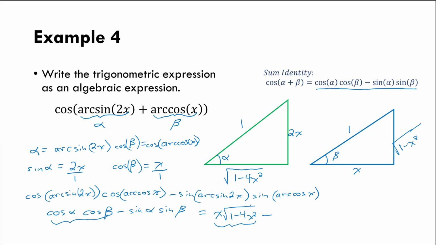So minus now sine of alpha. Again looking at my triangle, sine is opposite over hypotenuse, so that's going to be 2x, times sine of beta, which is again opposite over hypotenuse, so that's going to be root of 1 minus x squared. Again, this term is equal to this term algebraically. So this is going to be my final solution for this problem.